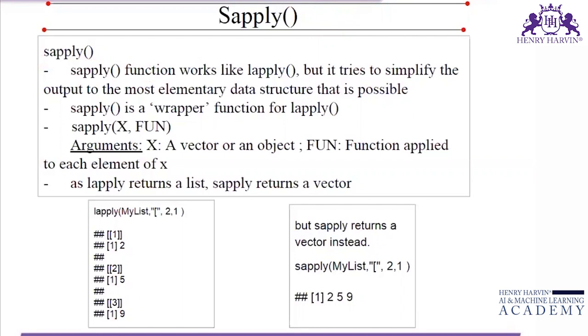Sapply returns a vector when the function is applied, so it simplifies our output and does not clutter. It is also called a wrapper function to lapply. The function that we use is sapply, and within the brackets it is x comma function. Here x is the vector or the object that we are using to convert. Function is applied to each of the elements.